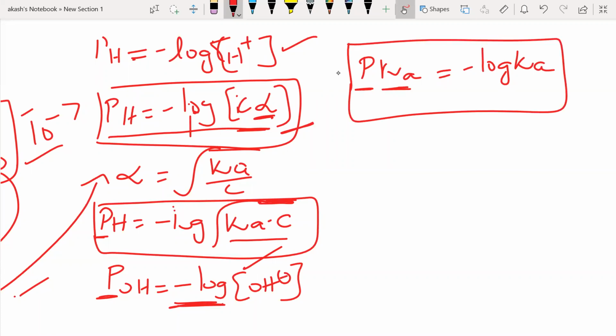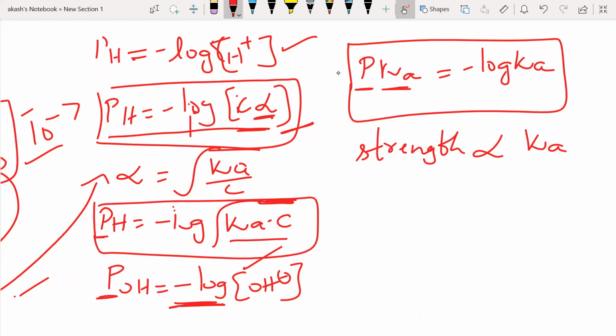Now, if I want to determine whether the acid is strong or weak, please remember the strength of an acid is directly proportional to the Ka value. Obviously, the larger the equilibrium constant, the more the reaction goes in the forward direction, and the more will be the strength. That is one thing.